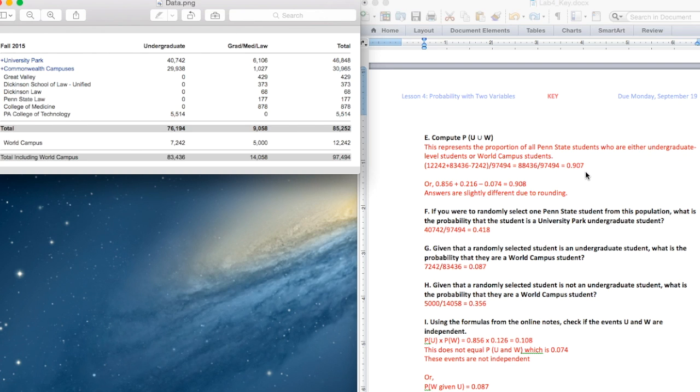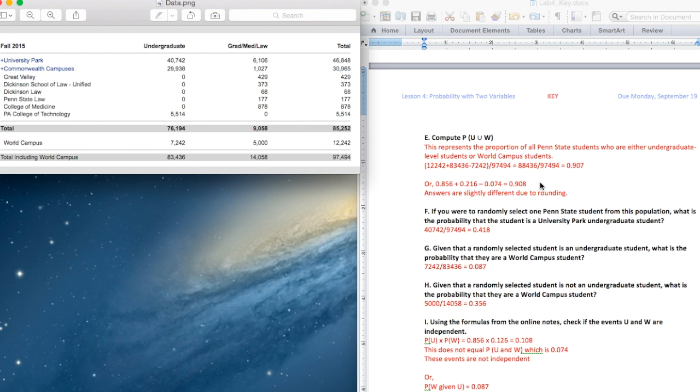And the value of this union is 0.907. This is the way that I encourage you to do it. Students tend to make the least amount of mistakes when they're working with the numbers from the contingency table. They tend to make more mistakes when they're working with probabilities.